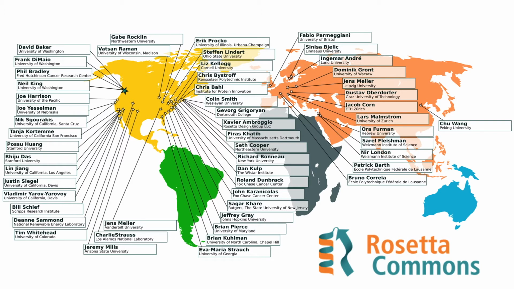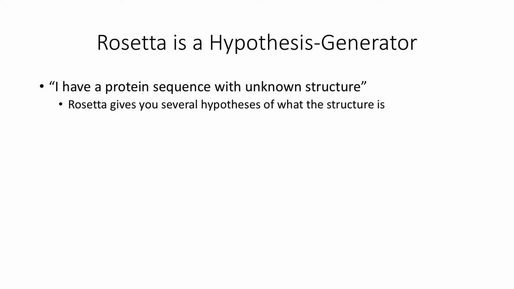So our lab, like Brian mentioned, is part of this community of labs across the world that all contribute to this Rosetta protein modeling software. Rosetta is a hypothesis generator in the sense that you might have a situation where there's a protein sequence and you only know the sequence of amino acids that create the protein, but you don't know the shape that it folds to in nature.